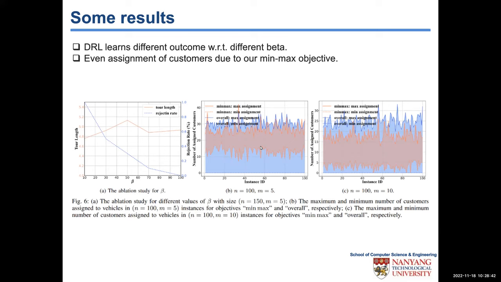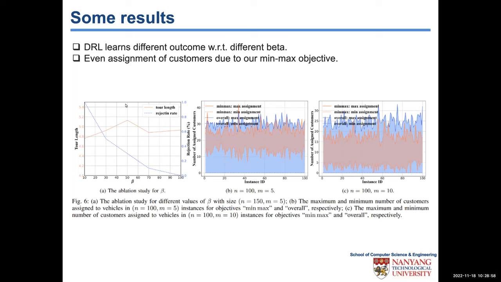Because let's imagine you are in a company, you have 5 salesmen, you don't want certain salesmen to have no work to do, right? You want them to have even work to do. So this is why we want to use the min-max objective.